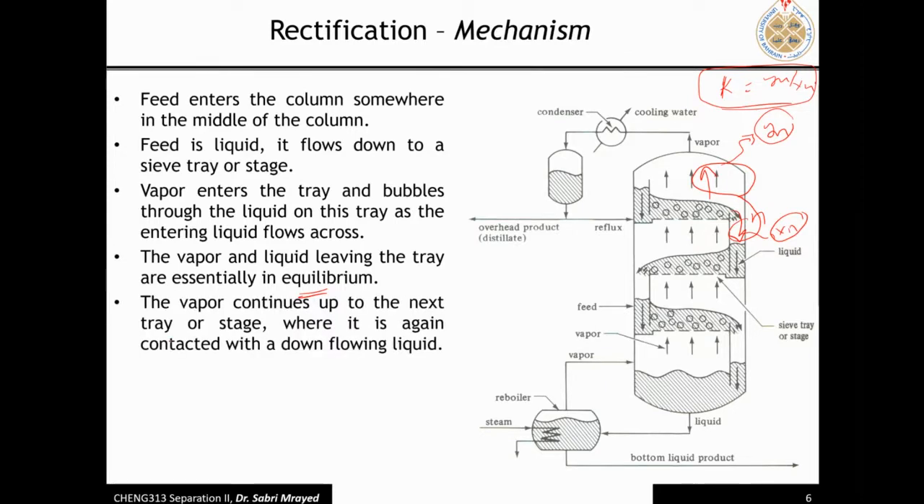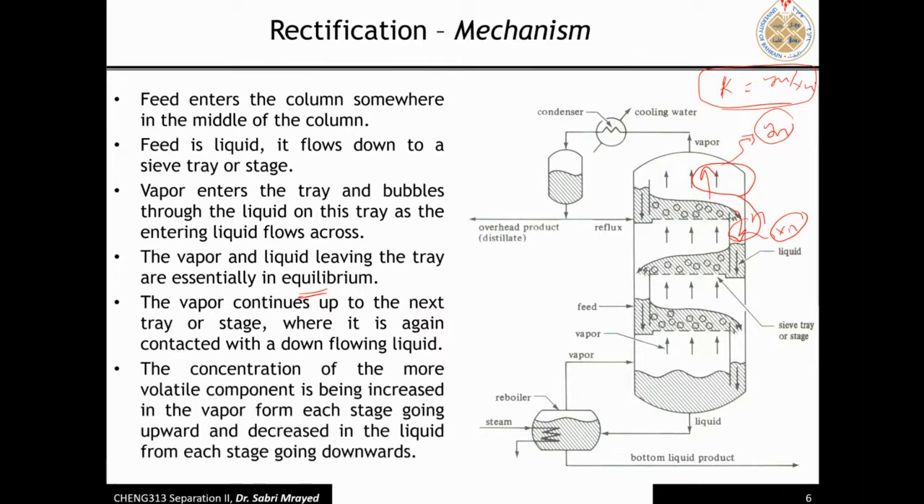The vapor continues up to the next tray or stage where it is again contacted with downflowing liquid. So this multi-contacting will continue from stage to stage until it reaches the top. The concentration of the more volatile component is increased in the vapor, each stage going upward, and decreases in the liquid from each stage going downward. So while the more volatile component is transferring in each stage from the liquid to the vapor, as you go down, the composition of the more volatile component in the liquid phase will be decreasing, and the mole fraction of the more volatile component in the vapor phase will increase until you reach the last stage at the top.